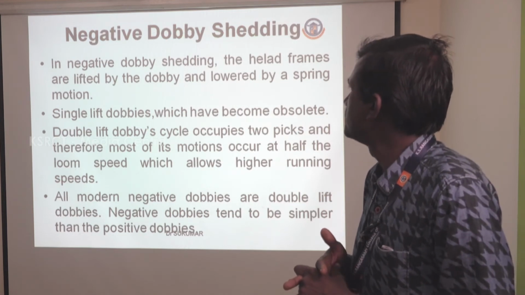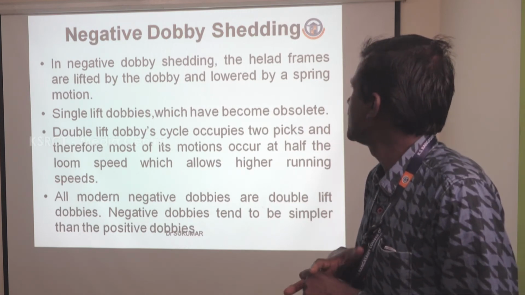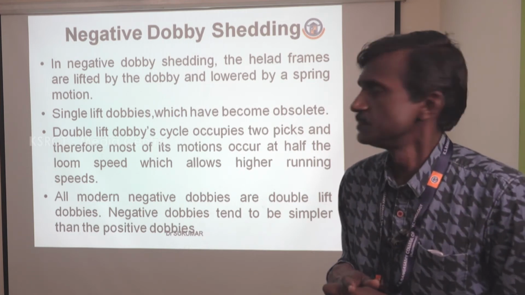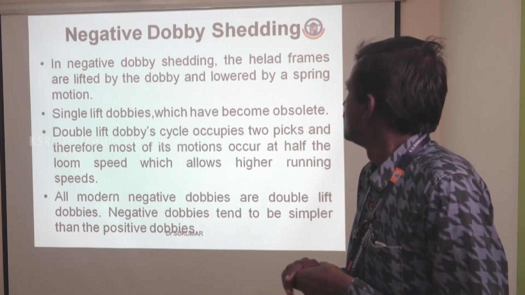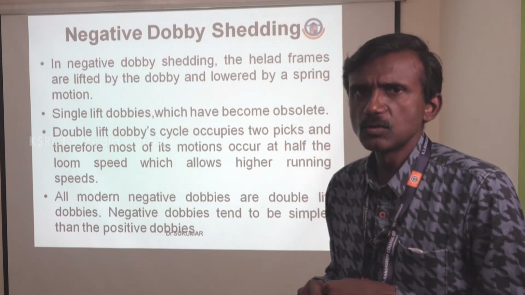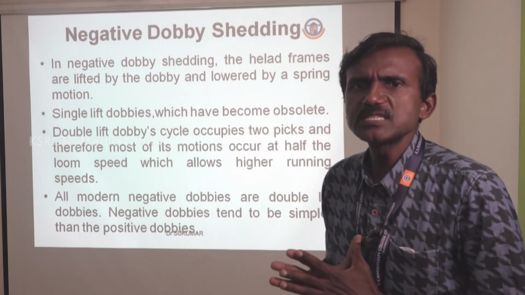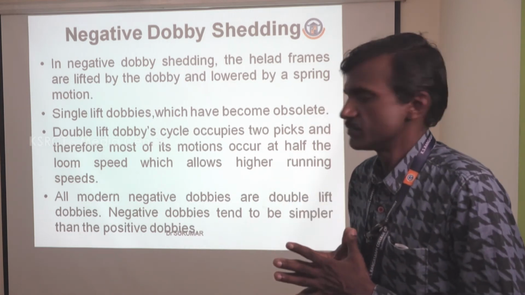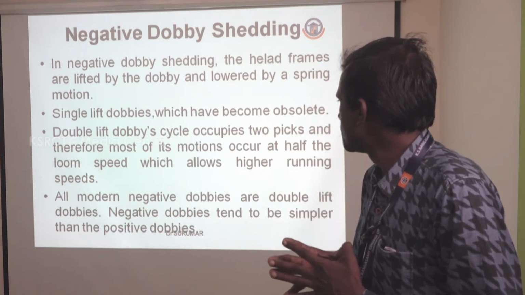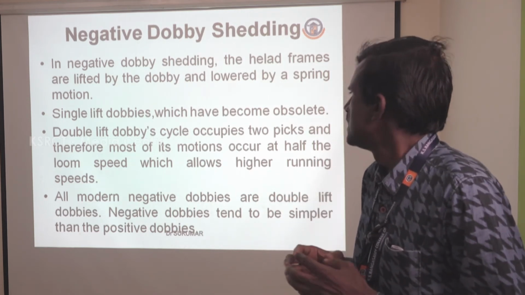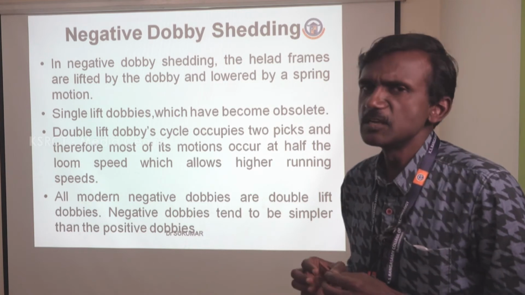And negative shedding mechanism. In the negative shedding mechanism, the heel shafts are lifted by the Dobby or lowered by spring actions. The single lift Dobbies have become obsolete. As I told, the single lift Dobbies are obsolete. Now mostly the Dobbies are double lift mechanisms. All modern negative Dobby mechanisms are double lift Dobbies. Negative Dobbies tend to be simpler than positive Dobby mechanisms.